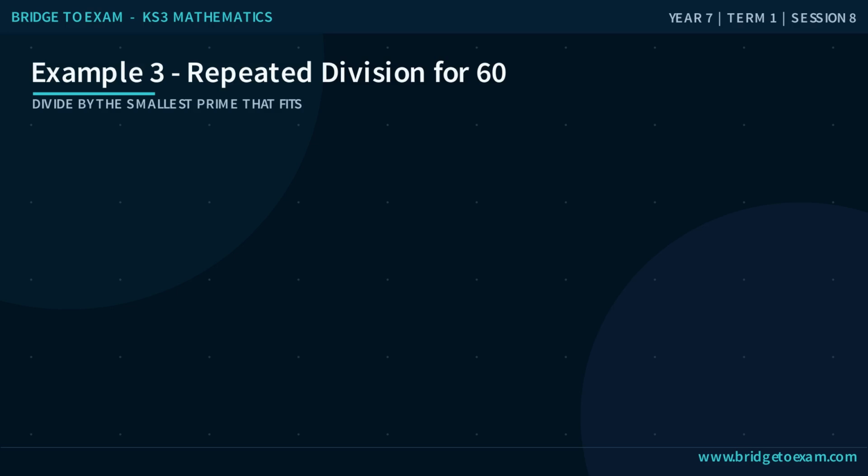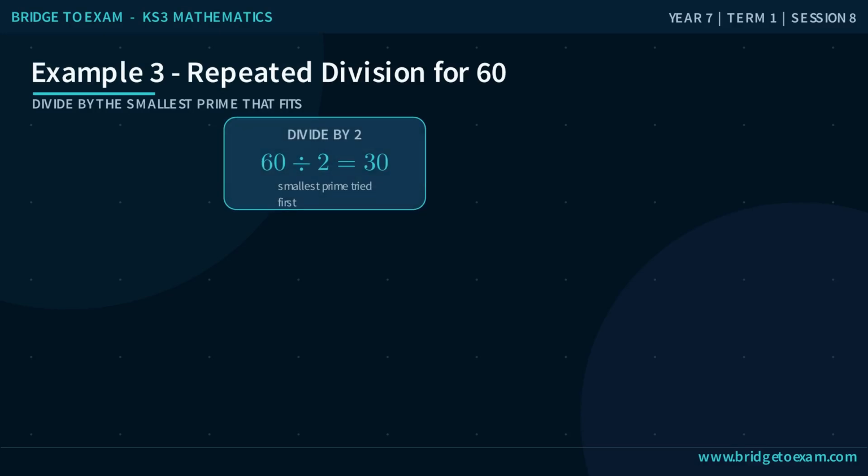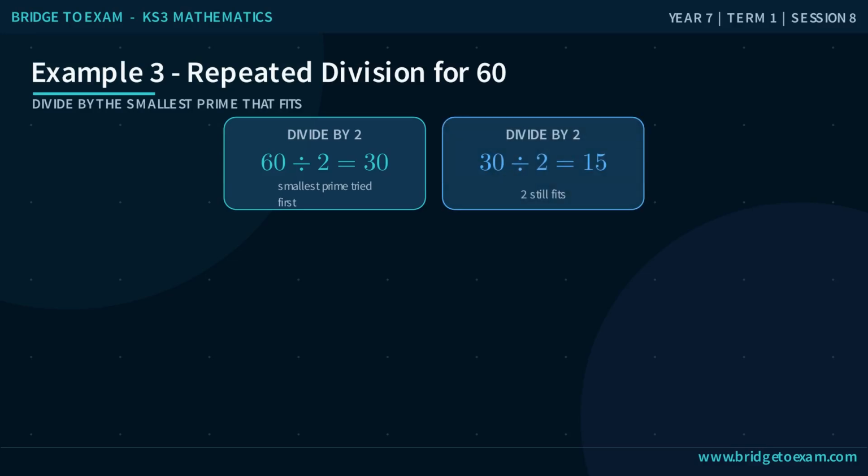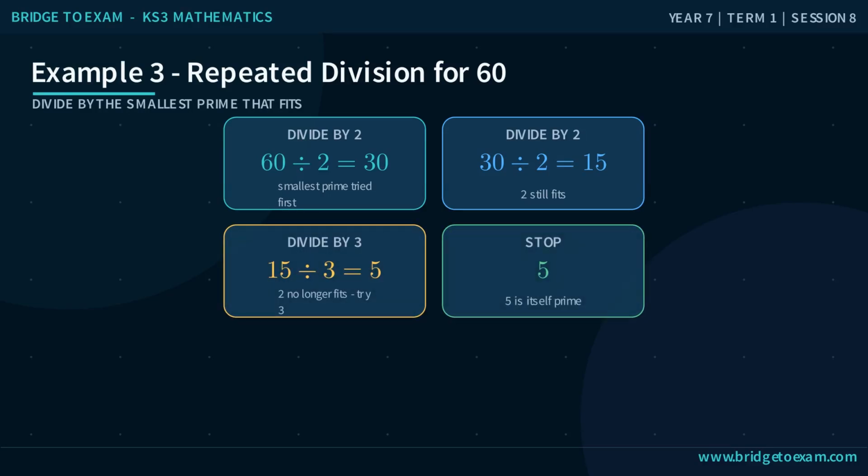Let's find the prime factorization of 60. Divide by the smallest prime, 2. 60 divided by 2 is 30. 2 still fits, so divide again. 30 divided by 2 is 15. 2 no longer divides in exactly, so move to the next prime, 3. 15 divided by 3 is 5. 5 is itself prime, so the process stops. Collecting the primes used, 2, 2, 3, 5, gives 60 equals 2 squared times 3 times 5.